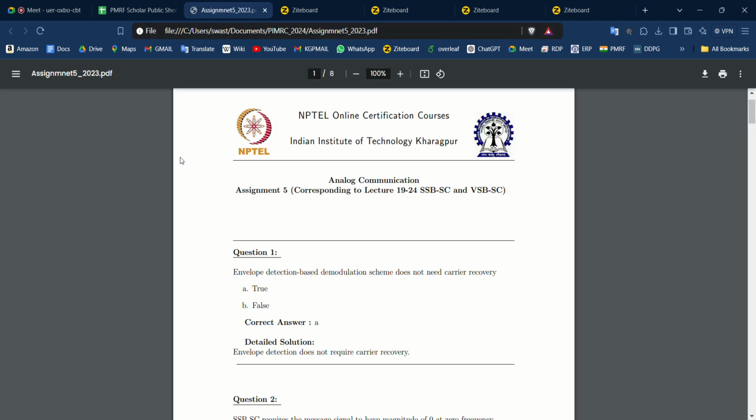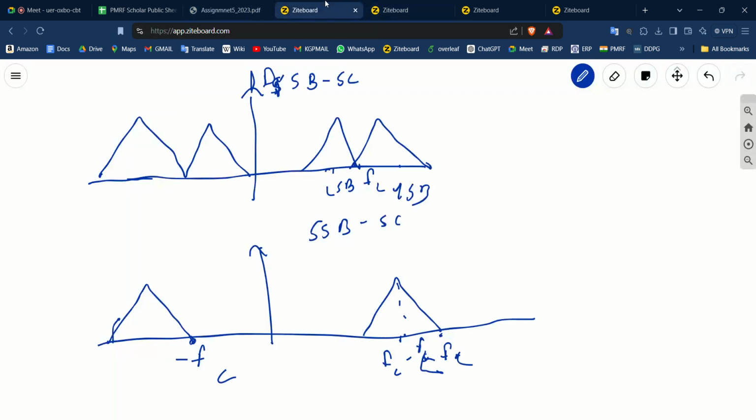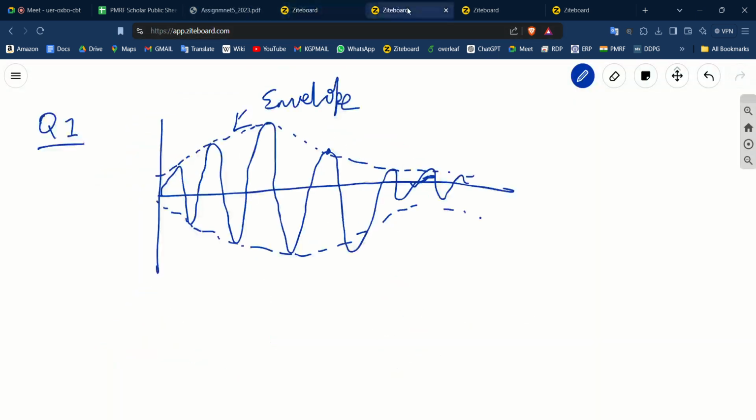So this is a true statement that we do not need carrier recovery. The correct answer is 1A, true. So we do not need any carrier recovery. Going to the next question.